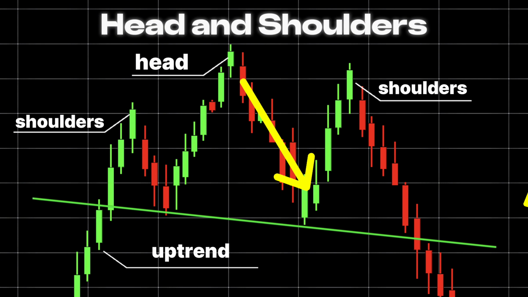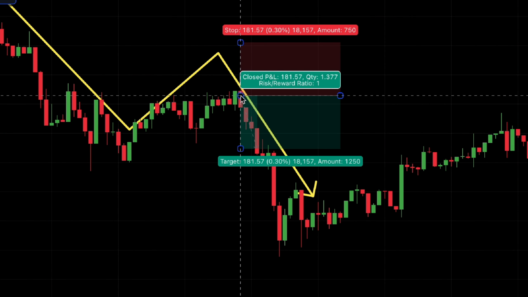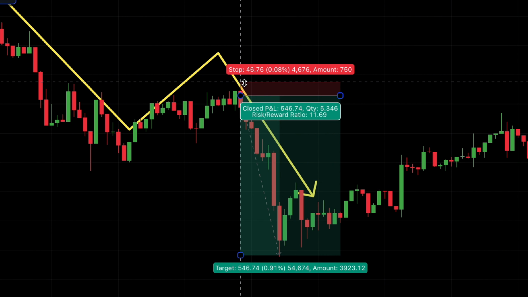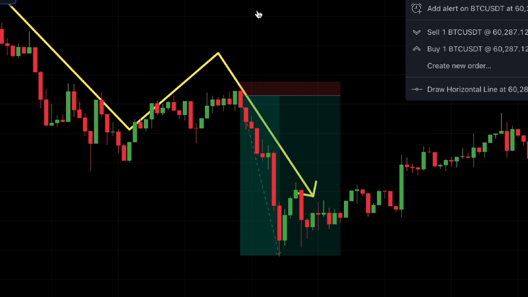Sell immediately after the chart breaks below the neckline. Once you have identified the head and shoulders pattern in an uptrend and the right shoulder has formed, you can open a sell order as soon as the price breaks the neckline. Wait for the candle to close below the neckline before entering the market to avoid a false breakout.